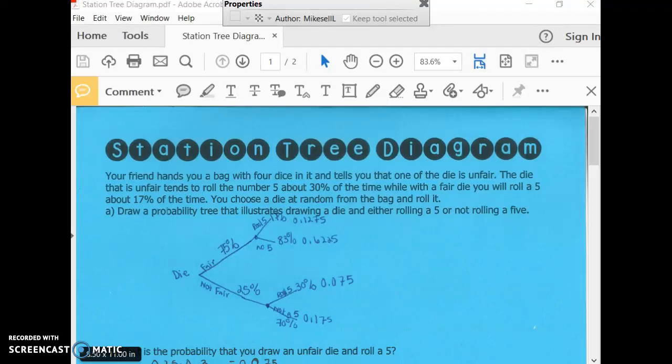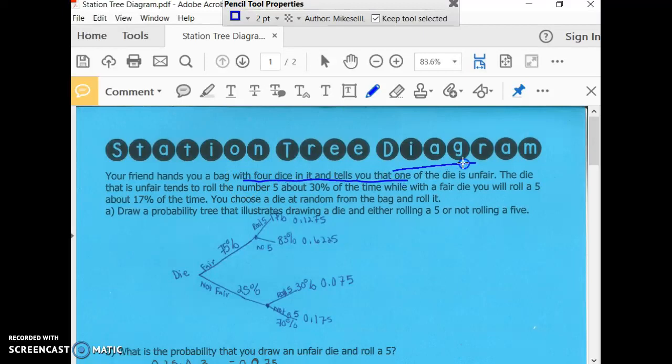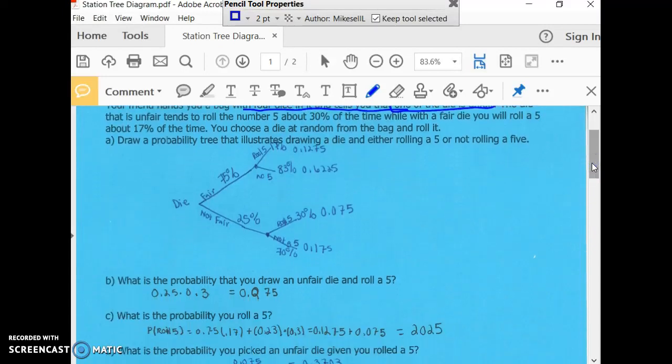Last but not least is the best of all the games, which is the station for tree diagrams in probability. Alright guys, so you have a bag. There are 4 dice, and one of the dice is unfair. So when I go to build this tree diagram, I can think of it this way.